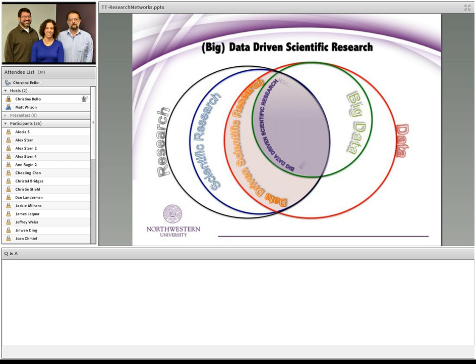Now, let's narrow the focus a little bit on our talk. We're going to be focusing on what we call data-driven scientific research. The reason for that is because data-driven scientific research accounts for a large fraction of the utilization and generation of big data nowadays. That is not to say that other research is not just as important. It's just that the focus of the day is to talk about networks and infrastructure that will facilitate big data mobility.